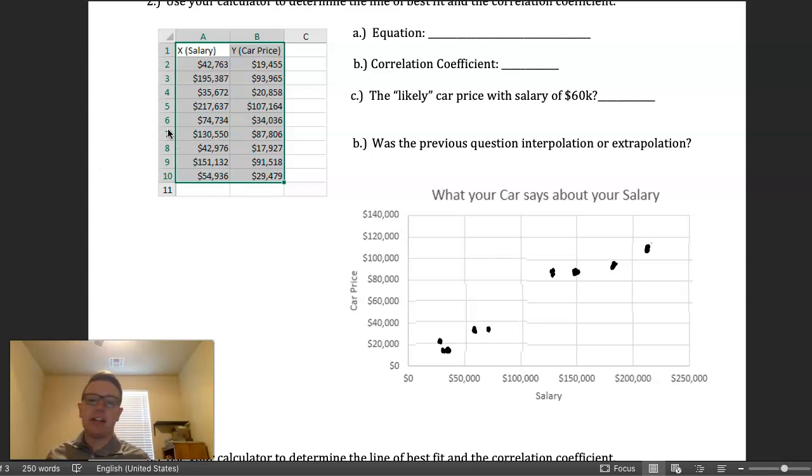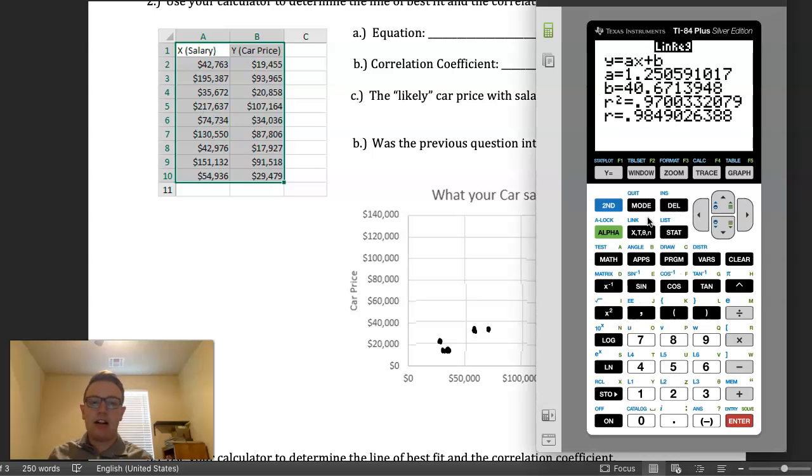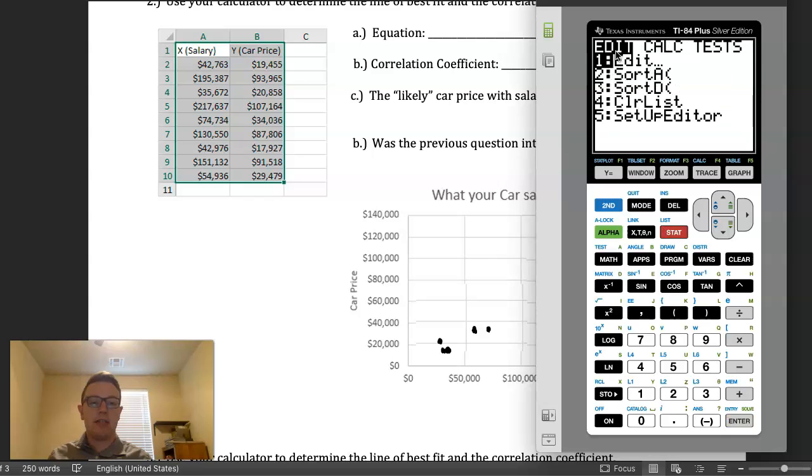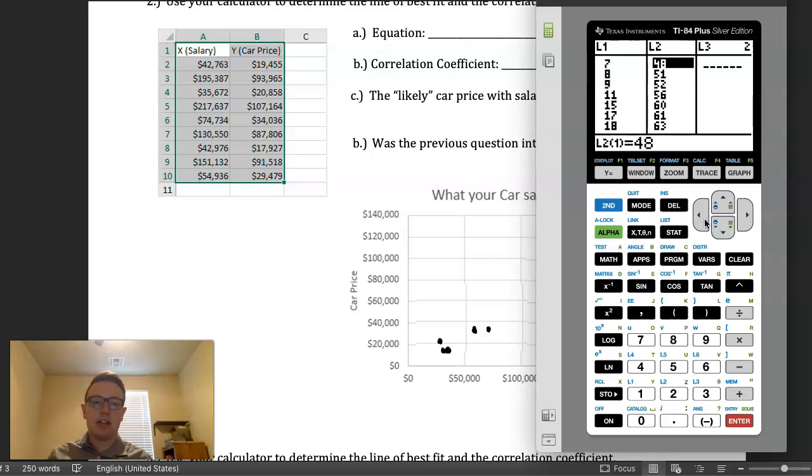Now, let's put this into our calculator so we can find the equation and correlation coefficient. We have our calculator up. What do? We go into our stat menu. We try to edit our list. And now we're just going to put in all of these values. So let's put these all in. No, it's going to take too long. I'll just come back when I have all these in.